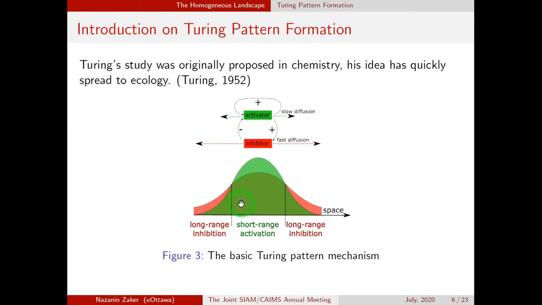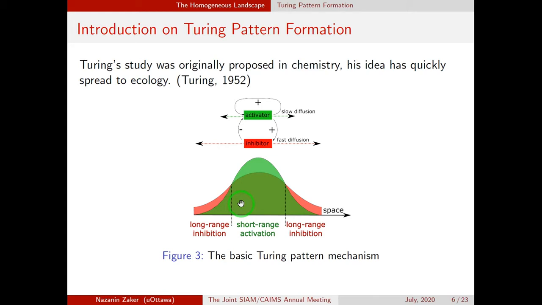First of all, homogeneous landscape. But before we see how we get Turing pattern formation, I would like to give a very brief summary of the mechanism of Turing pattern formation. Turing's study was originally proposed in chemistry, as I mentioned earlier, but his idea has quickly spread to ecology. I will mention why we can also study Turing pattern formation in ecology a little bit later.